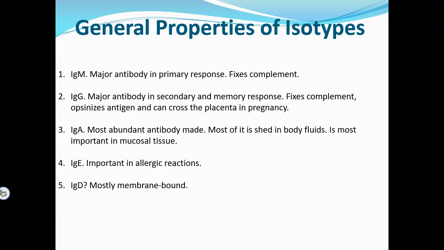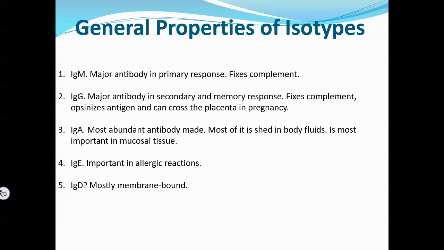If we see IgG, we know it's a secondary response. So it means that the person got infected before, made IgM, but now it's getting exposed to the flu virus again, and it's IgG, we know it's a secondary infection.